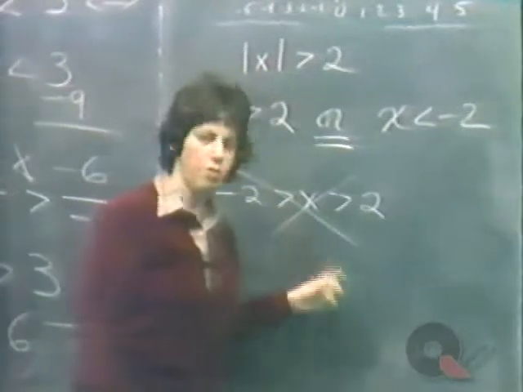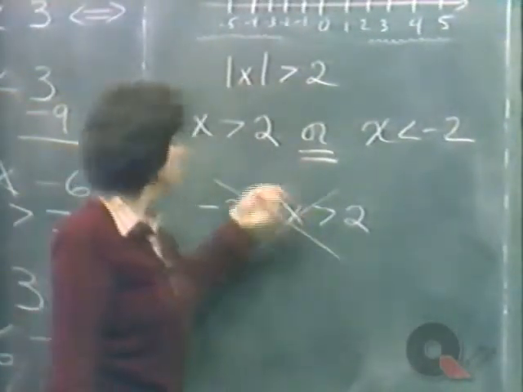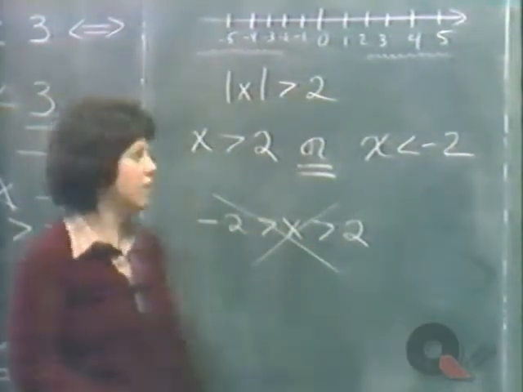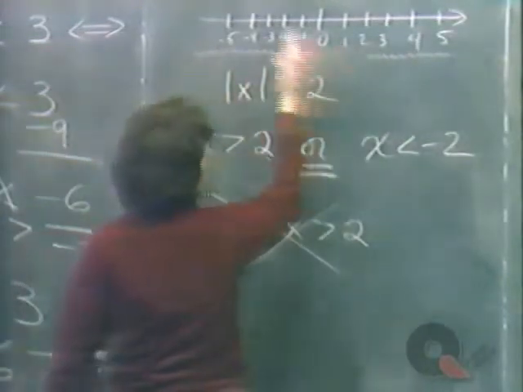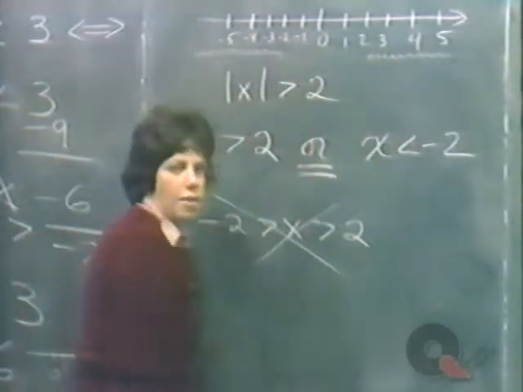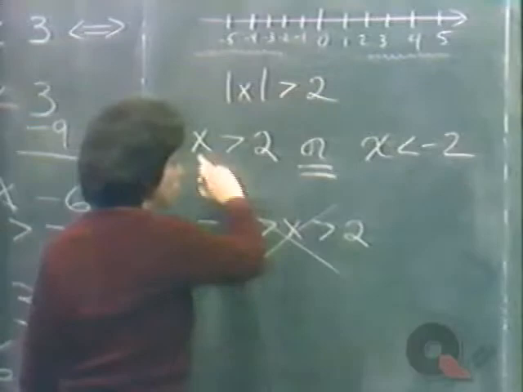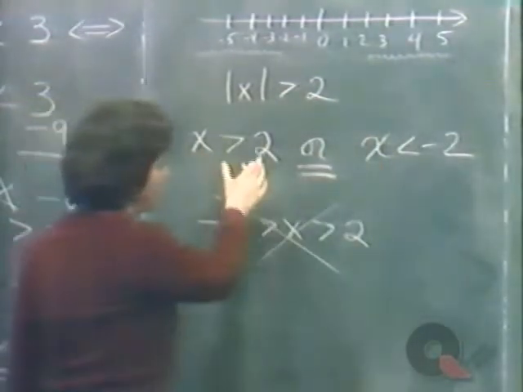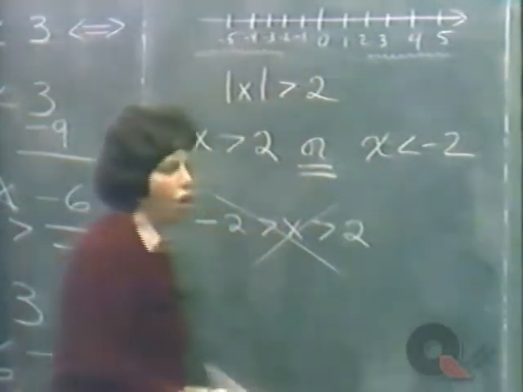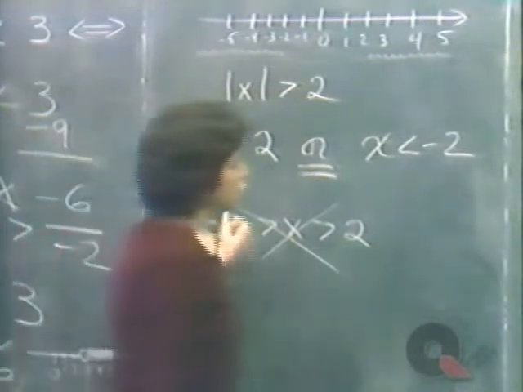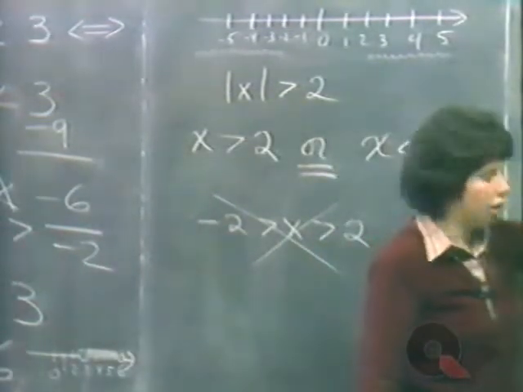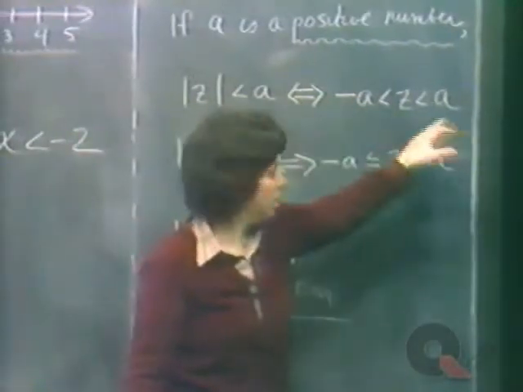Here, if you had written it this way, x has to be less than minus 2 and greater than 2 at the same time. There are no numbers that are less than minus 2 and greater than 2 at the same time. But you must write them separately: x greater than 2 or less than minus 2. Always remember that. Your answer to a less than inequality will be a continued inequality like this, a double kind of inequality.